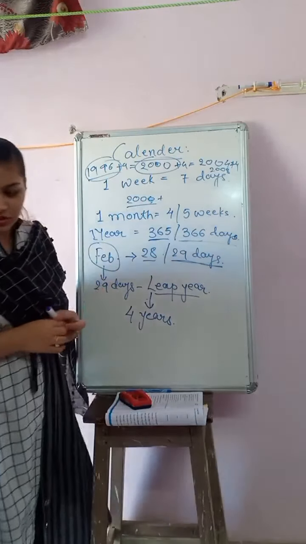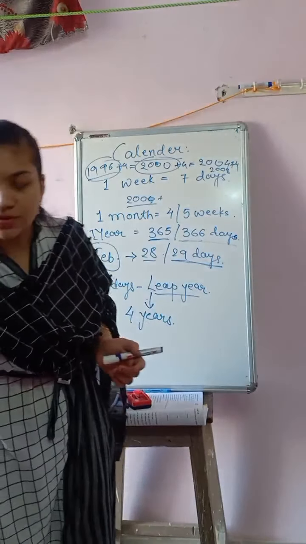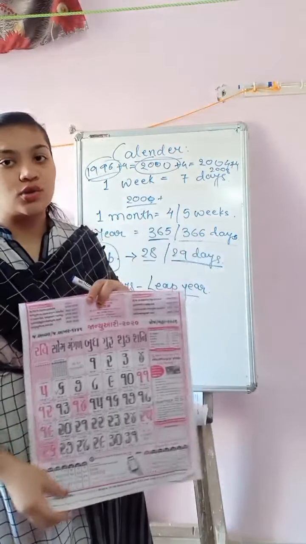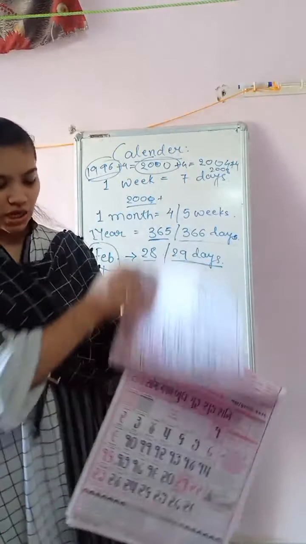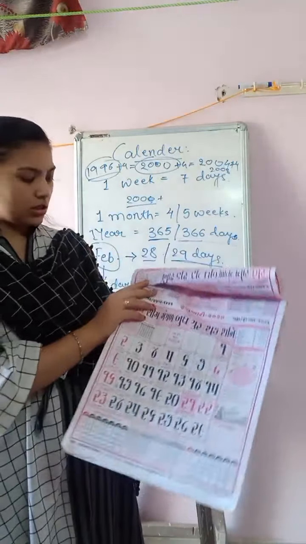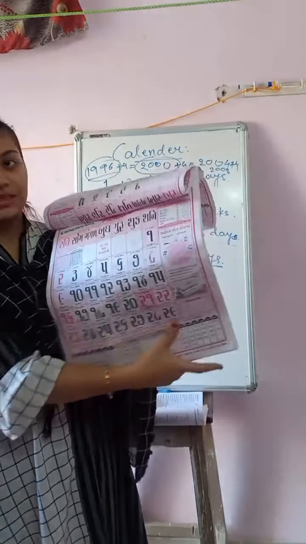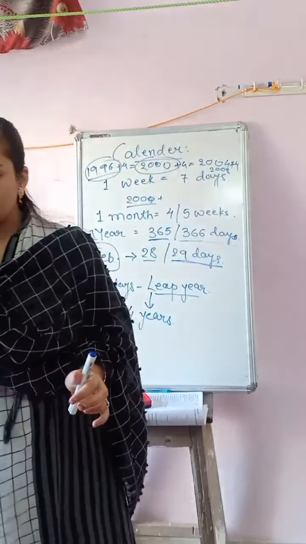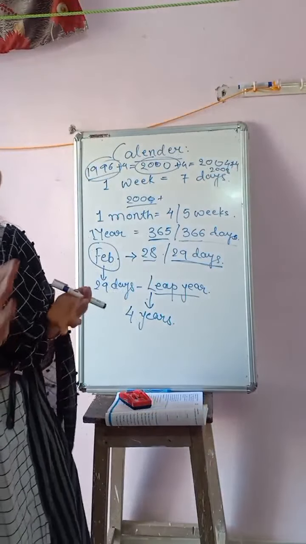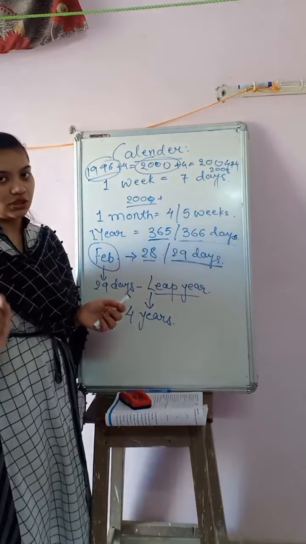Then lastly, we know that this is 2021 and 2020 is also a leap year. You can see this is January, and this is the month of February. In February you can see that there are 29 days. 29 days है. इसका मतलब जो हमारा लास्ट ईयर था 2020, that is also a leap year.